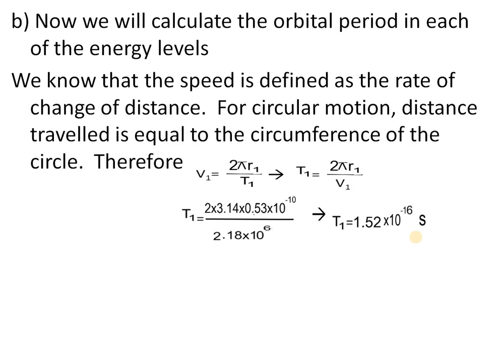Similarly, we can calculate the orbital period of the electron in n is equal to 2 and n is equal to 3 levels. If we use this formula, we can write T2 equal to 2 pi into R2 divided by V2. R2 is nothing but the radius of the second orbit. We know that the radius of the second orbit is 2 times the radius of the first orbit. So if we substitute the relation, we get 2 pi into 2R1 divided by V2.